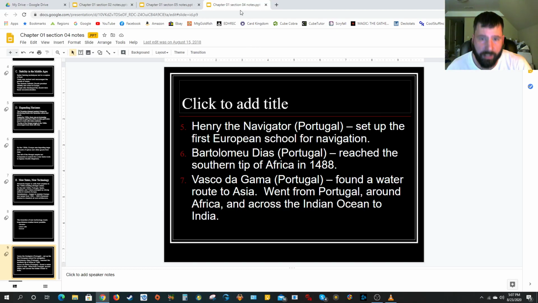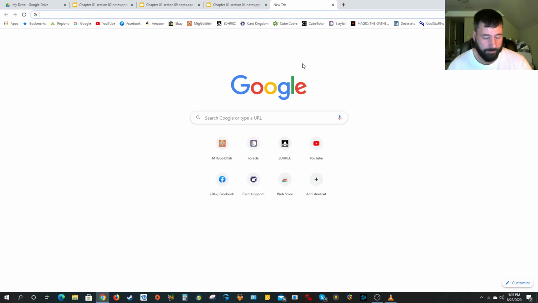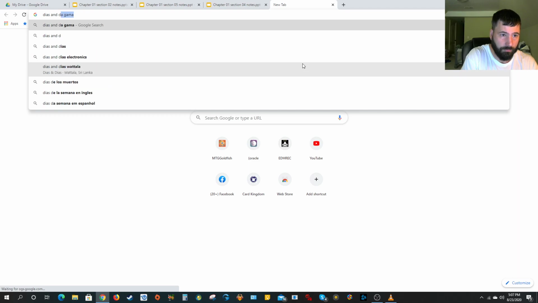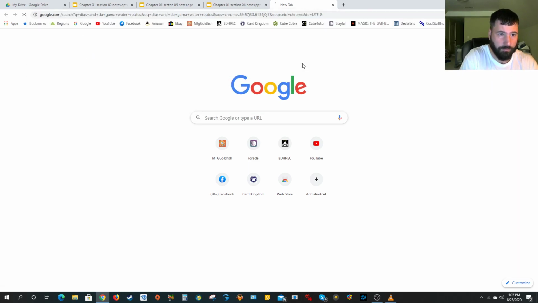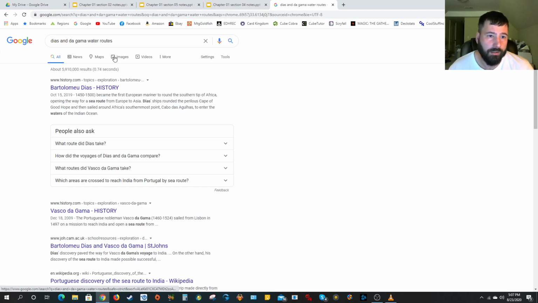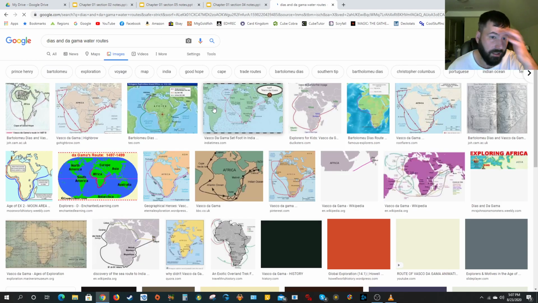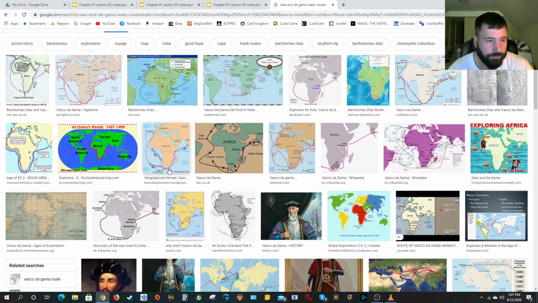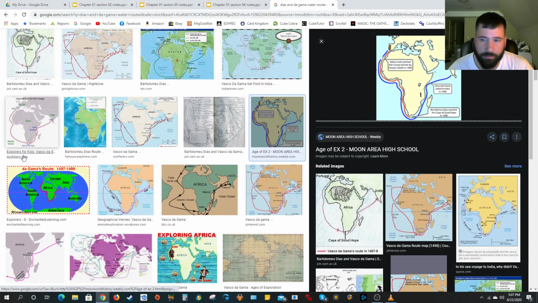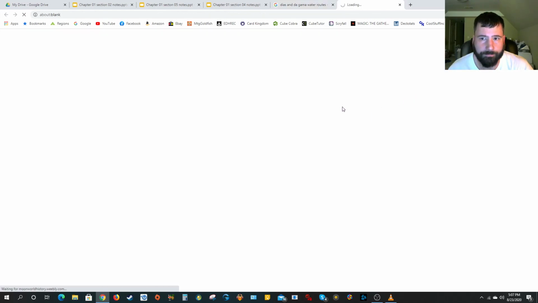So let me bring up real quick the Diaz and da Gama water routes. All right, so let's find a decent map here that will differentiate between the two. Maybe this one. Yeah, perfect.